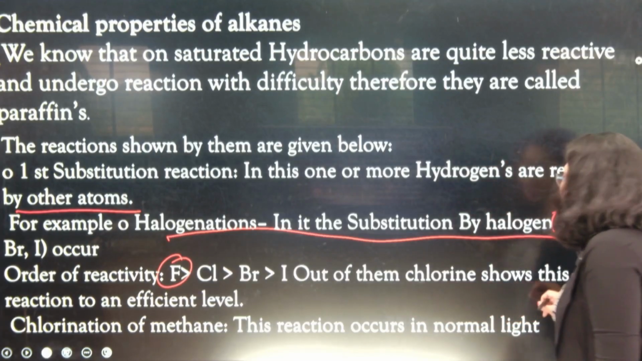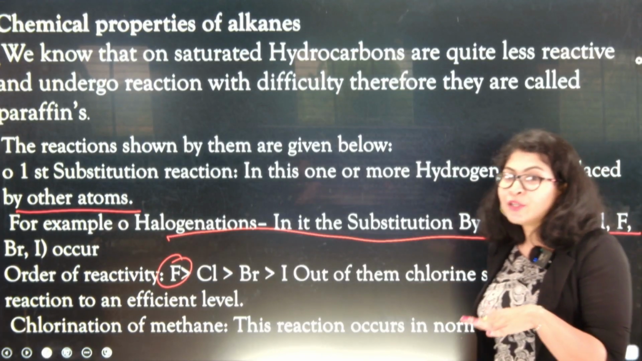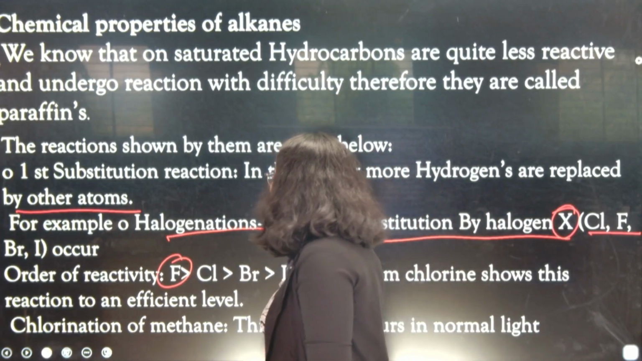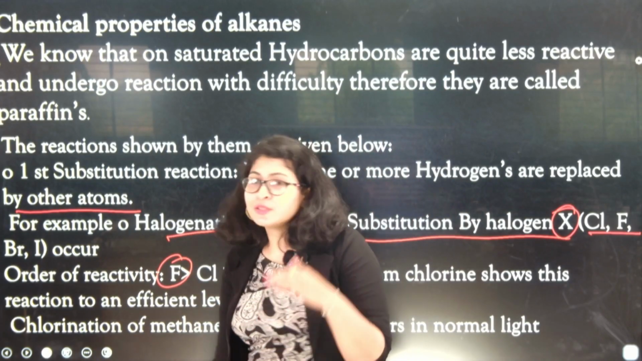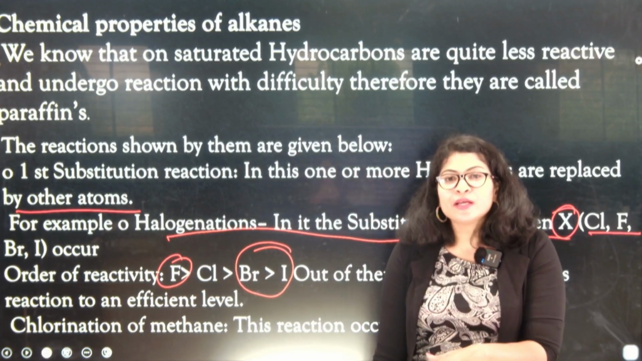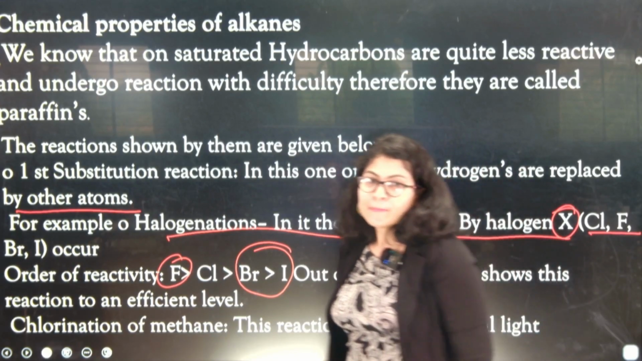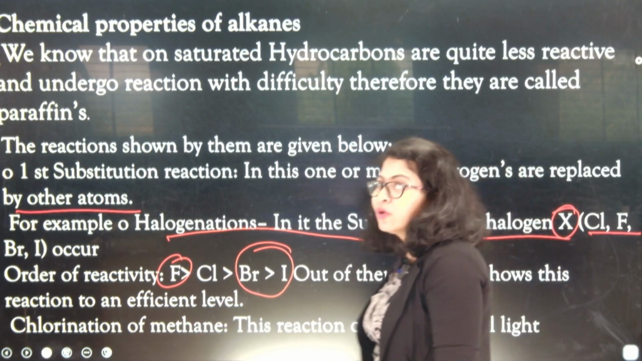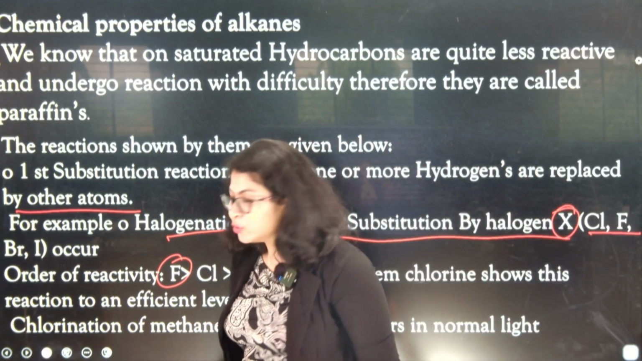Out of them, chlorine shows this reaction at an efficient level because with fluorine the reaction is very fast, and with bromine and iodine comparatively the reaction is very slow. So the efficient reaction is shown with chlorine. Okay. So we'll see the chlorination of methane. This reaction occurs in the normal light or UV light, you can say.